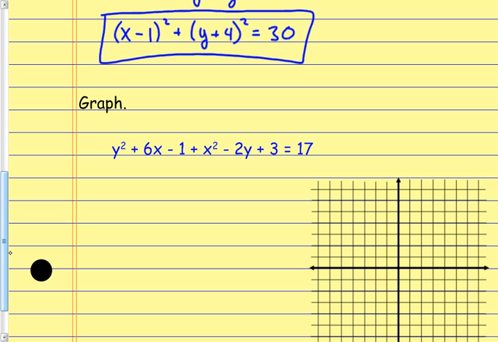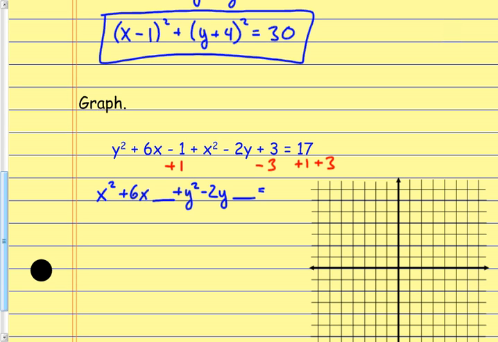All right? So the first thing I want to do is create some space. So I'll add the 1 to each side. I'll subtract the 3 from each side. So I'm creating space. I'm moving those constant terms over. I'm going to reorganize a little bit. So I've got x squared. I've got a plus 6x, and I'll leave a little space. I've got a plus y squared and a minus 2y, and I'll leave a little space. Equals, over here I end up with a 21.